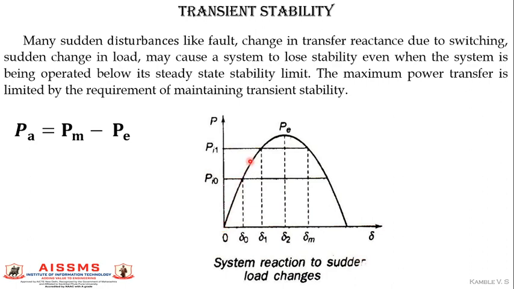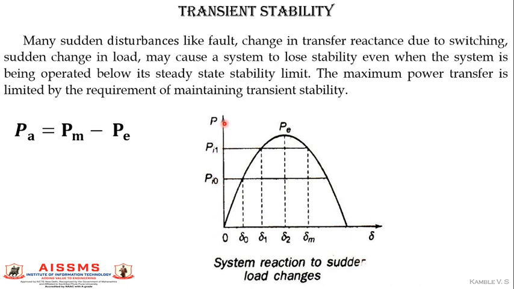This is the power angle curve in the first quadrant. It is plotted delta versus P. What is delta? Delta is the angular displacement of the rotor from the synchronously rotating reference axis. On the x-axis we are taking angle delta, on the y-axis we are taking the power.